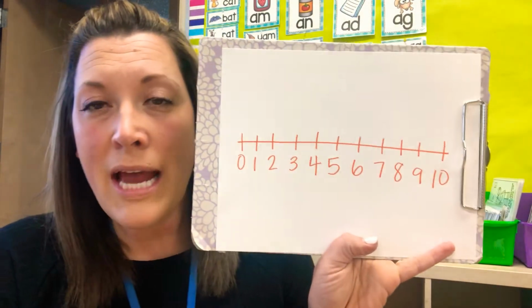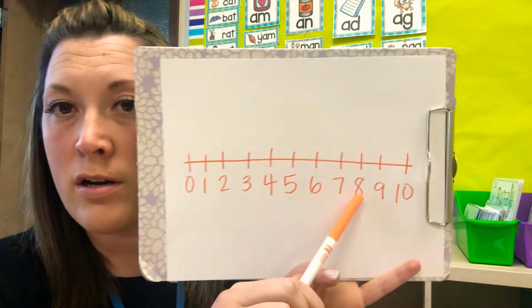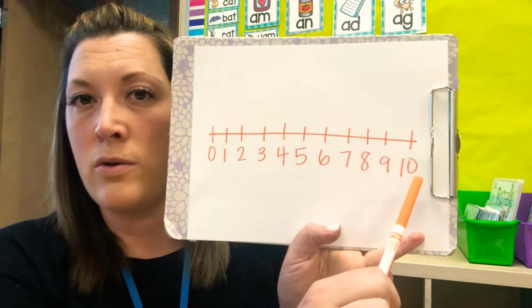Okay, we are going to talk about something new today. These things are called a number line. What's it called? Number line. A number line helps you to see the numbers in order. Okay, so it starts at 0 and it goes to 10.